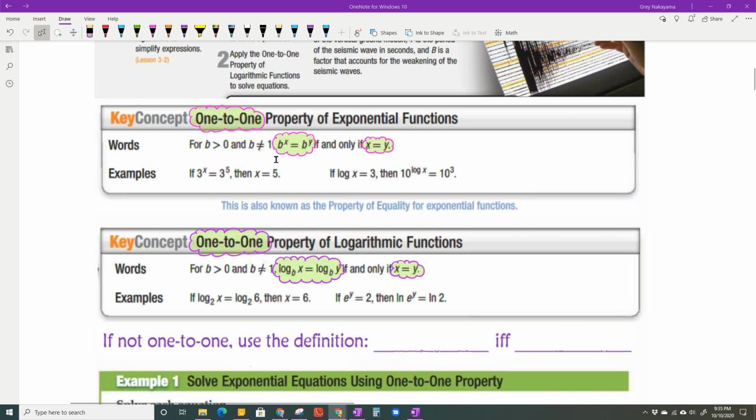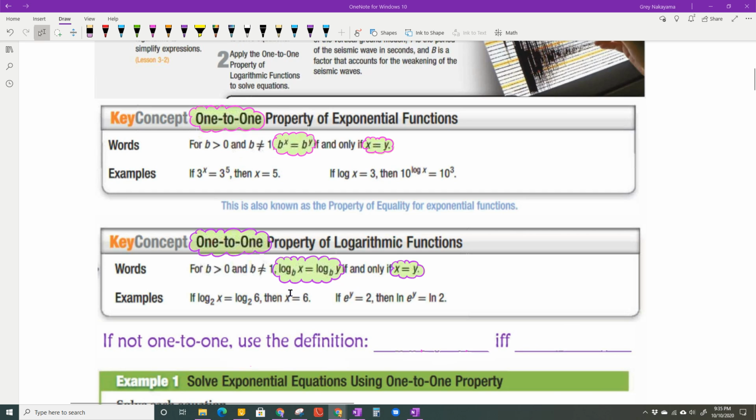So if you have two exponential expressions equal to each other, b to the x equals b to the y, if and only if x equals y. So if the bases are the same, the exponents have to be equal to each other. Likewise, I could start with the exponents and turn it into an exponential equation.